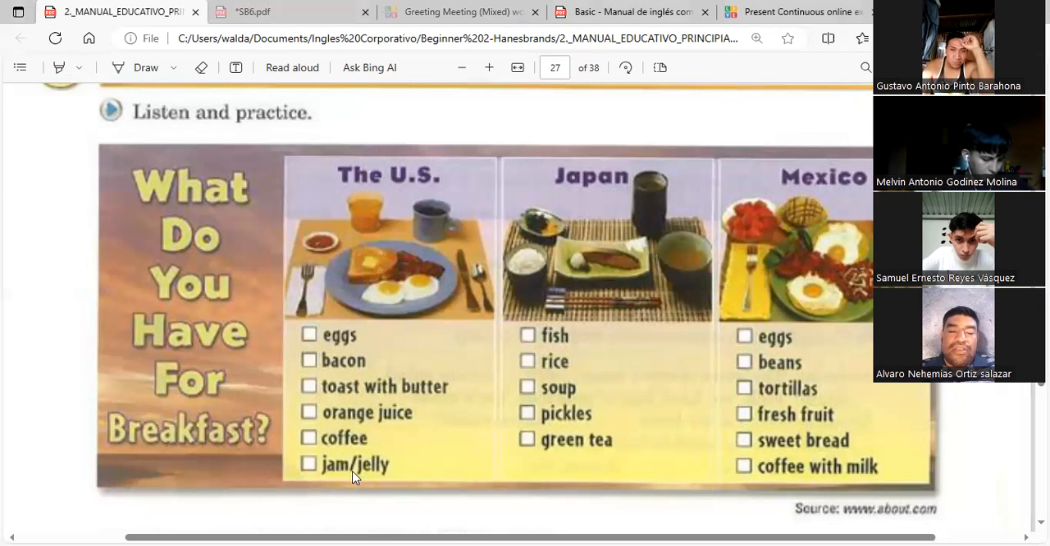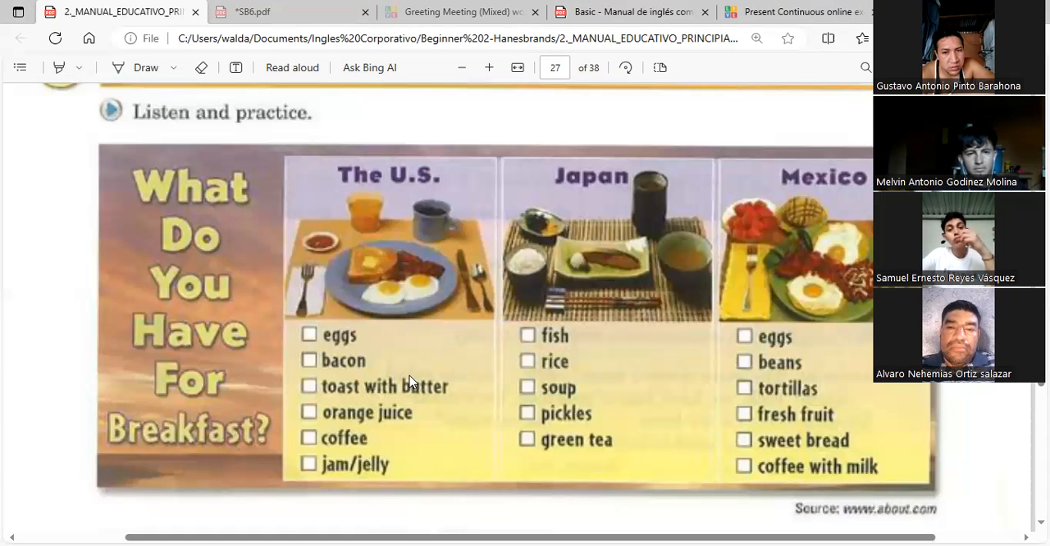Jam and jelly. Do we understand this vocabulary? Eggs. Bacon, toast with butter, orange juice, coffee, jam, and jelly. Do you understand this vocabulary? Yes, everything? ¿Entendemos todo? Yes.